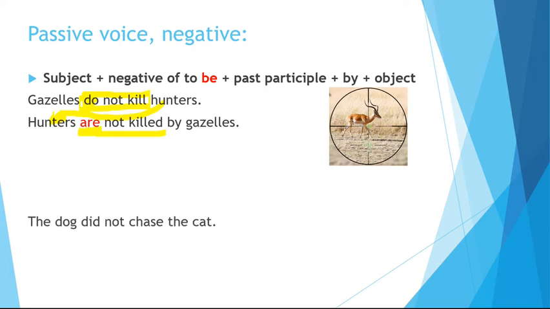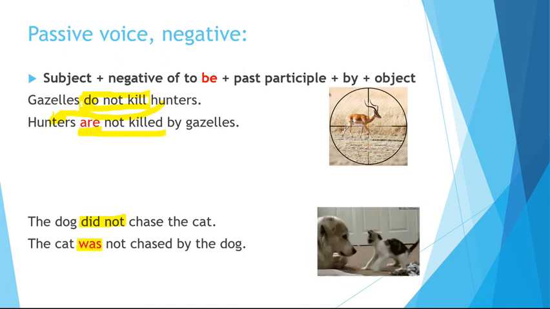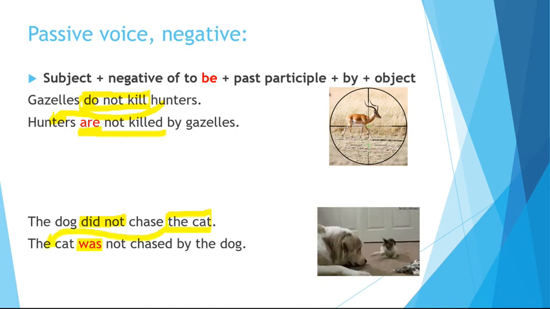Let's take another example. The dog did not chase the cat. Look at the verb. The did not is in the past, so we should add something in the past as well. Be in the past: was not. So the cat was not chased by the dog. Again, you should also pay attention to the formation of the sentence. The cat has moved to the beginning of the sentence, to be the new subject. Was not, we added was, because it's in the past. By the dog, it's the agent. So the cat was not chased by the dog. What are we adding? We're adding be, followed by not.